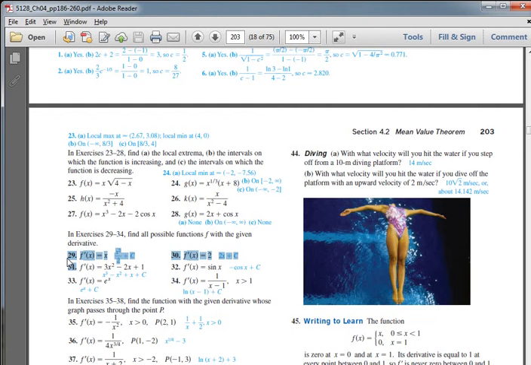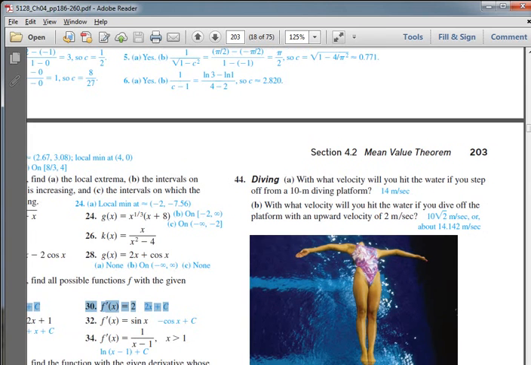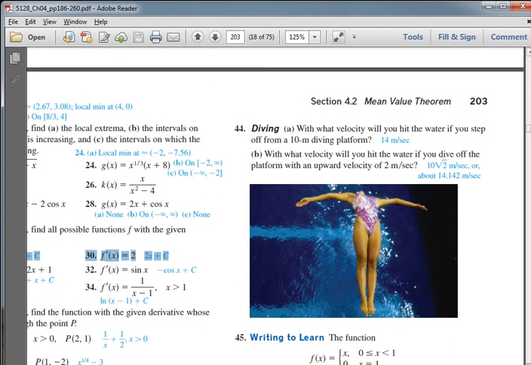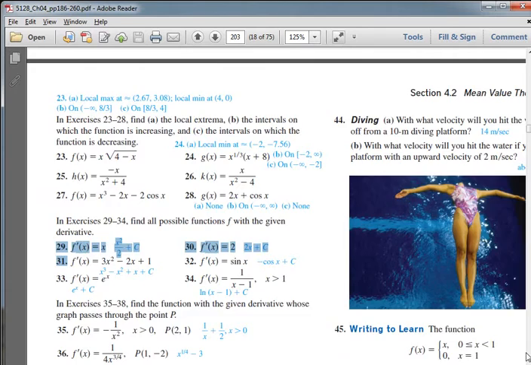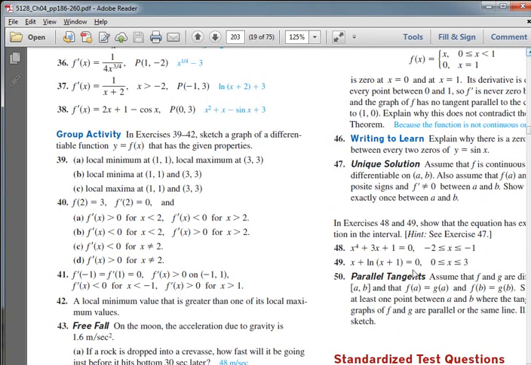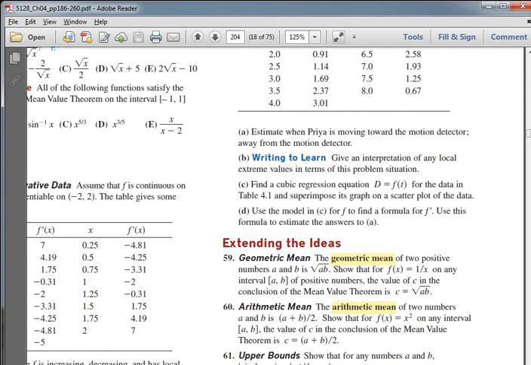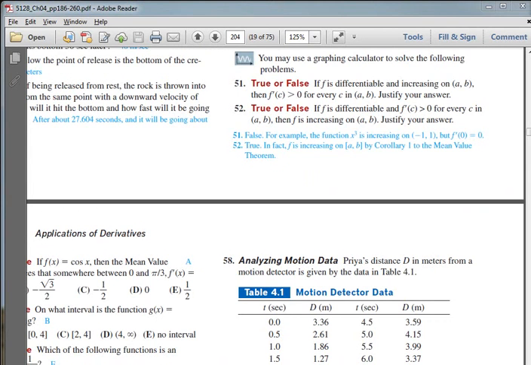44. With what velocity will you hit the water if you are diving from a 10-meter diving platform? With what velocity will you hit the water if you dive off the platform with upward velocity? This is going back to the last chapter a little bit. And I'm going to save this one for after school today. Please remind me. No, I'm serious. Because we really have to do the second derivative test, and this is going kind of back. 57. Oh, it's a quickie.